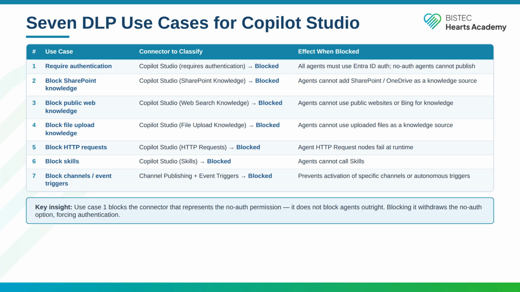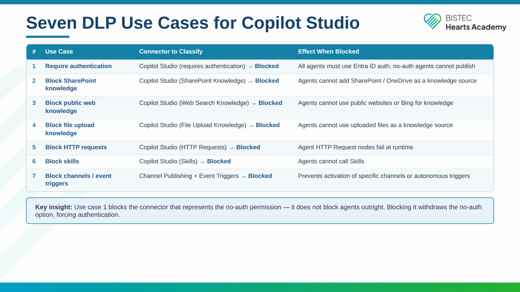Use case 3 is block public web knowledge. Move the Web Search Knowledge Connector to blocked. Agents within scope can no longer use public websites or Bing as a grounding source. This is mandatory in any regulated environment where information barriers or disclosure controls apply.